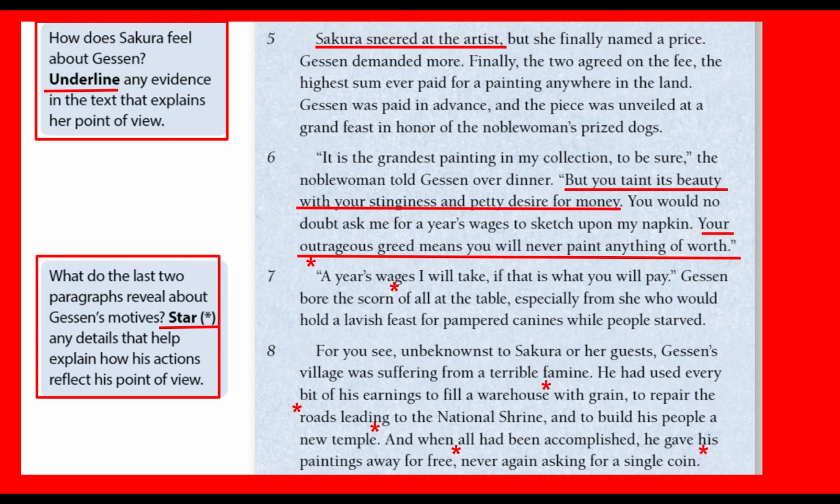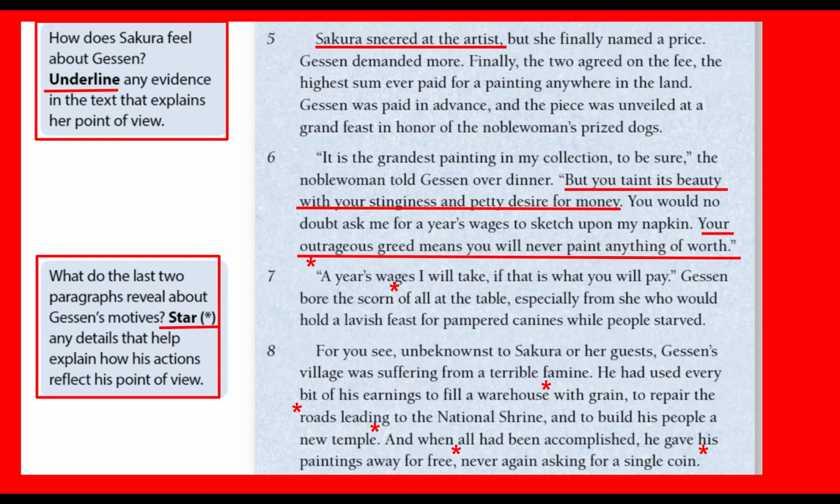So that helps show us his actions, and that reflects his point of view. And then I also put my star beside coin because he never again asked for a single coin. He never asked for a single coin again after he had repaired the village and done all he could with the money he had been given for his paintings. He never asked for a coin again. He did everything for free.